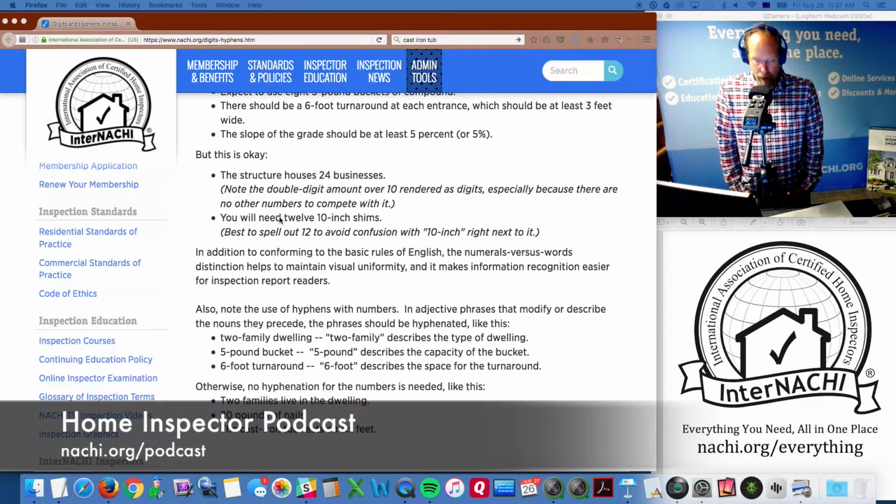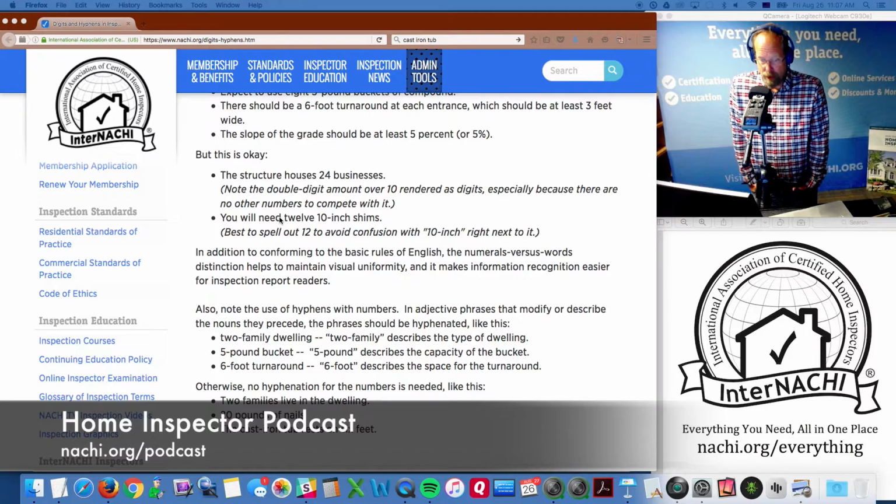So two-family. It's an amount, right? And how many dwellings? It's a two-family. How many families? It's a two-family dwelling. So it's under 10. It's an amount, and that's the rule of thumb. If it's an amount, or how many do you have, under 10, you write it out. You use words. And because it describes the dwelling, two-family dwelling, you use a hyphen between two and family. Let's do another one. 5-pound bucket.